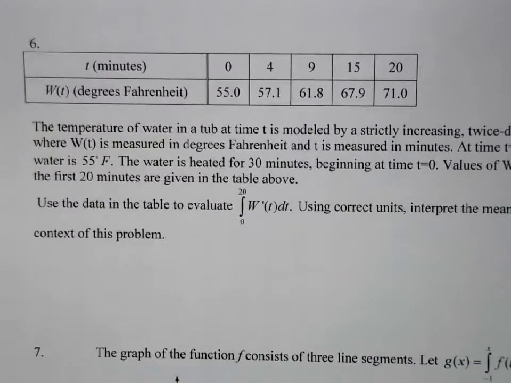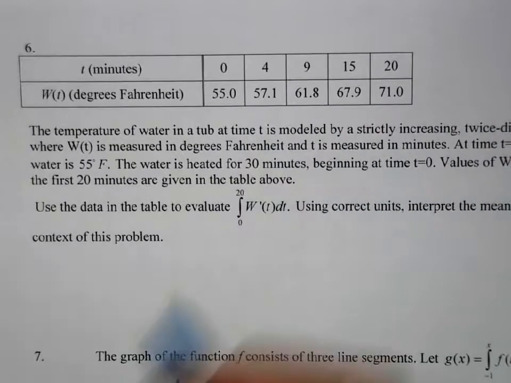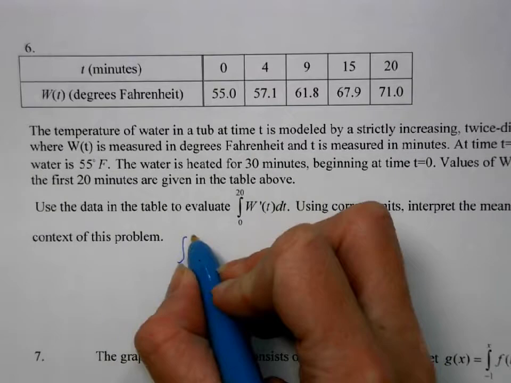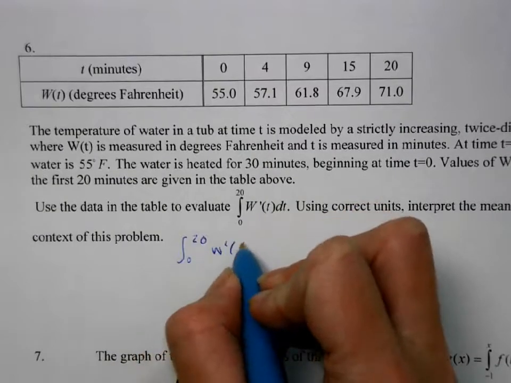The temperature of the water in a tub at time t is modeled by a strictly increasing twice differentiable function w, where w is measured in degrees Fahrenheit and t is measured in minutes. At time 0, the temperature is 55 degrees. The water is heated for 30 minutes, beginning at time equals 0. Values of w of t are given in the table. Use the data to evaluate the integral from 0 to 20 of w prime of t dt.